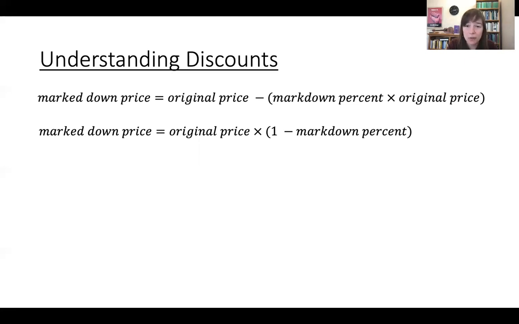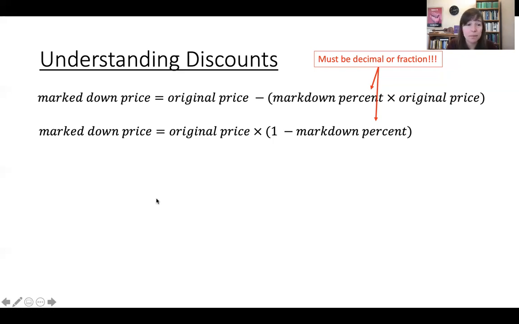Let us note, though, that this markdown percent, in both of these cases, you have to write as a decimal or a fraction. If the markdown is 25%, do not write 25 here. You've got to write 0.25. You've got to take 0.25 times the original price. If you did 25 times the original price, then you're subtracting 25 times the original price from the original price. It doesn't make any sense. So it really should be a decimal or a fraction there.